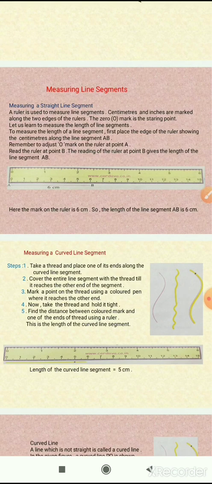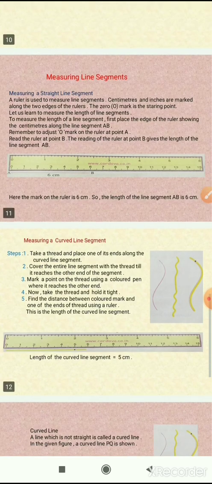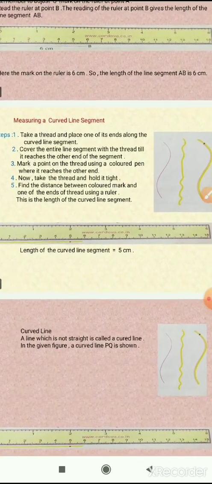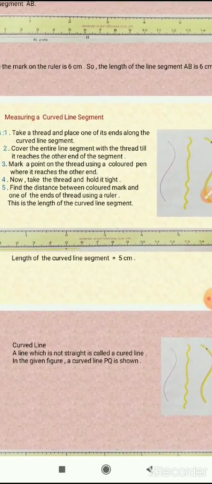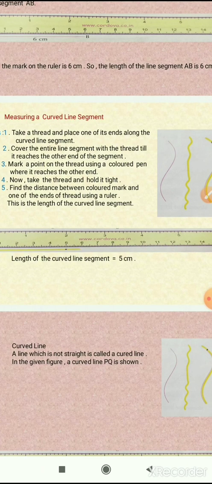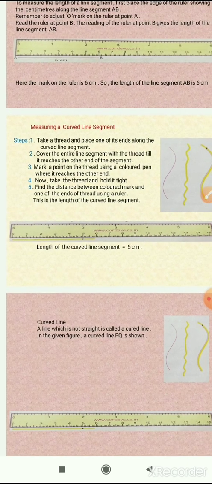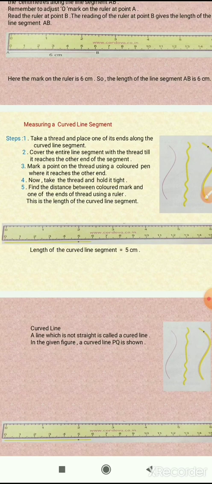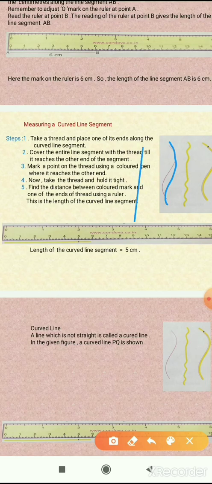Okay. Now next, measuring a curved line segment. So there are some steps you have to remember while measuring the curved line segment. So see this figure. Here drawn a curved line. See student, here is a curved line. Now take a thread.